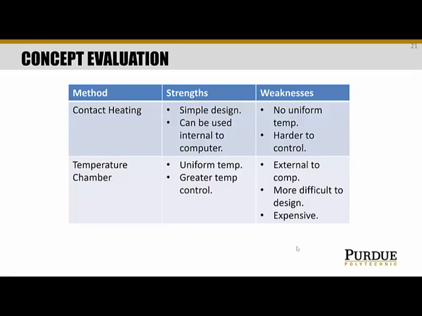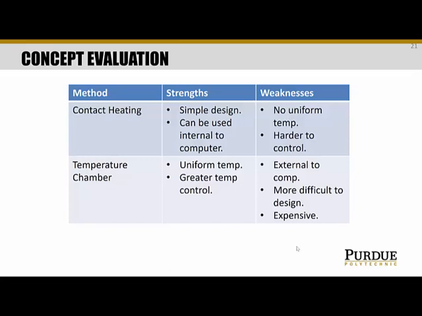life cycle testing. So the idea is we need to heat the chip up to accelerate its aging process. And the method presented in the strength and weakness analysis is that we list the different proposals. In this case, we have two: contact heating, where we put a heater directly in contact with the chip, or temperature chamber, where we put the entire chip inside of a temperature chamber. And we just list the strengths and the weaknesses of each approach.